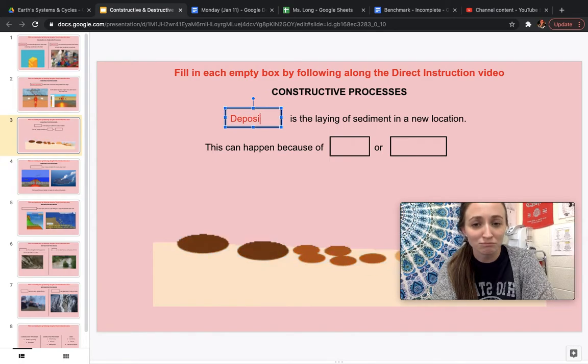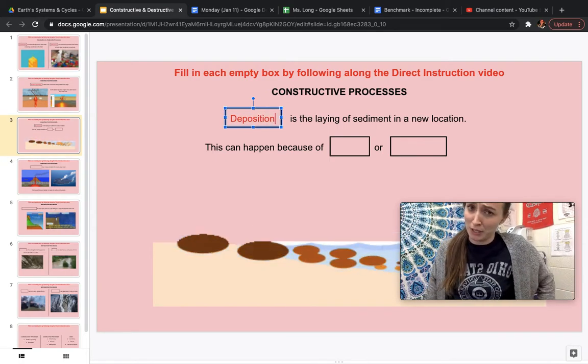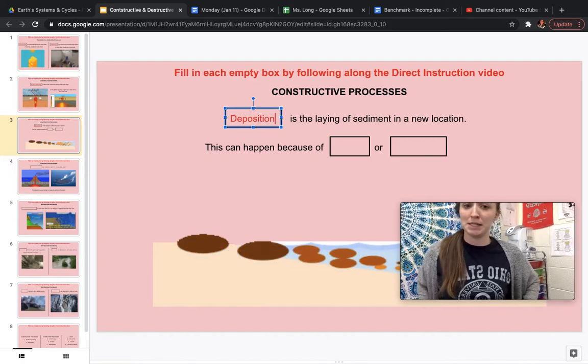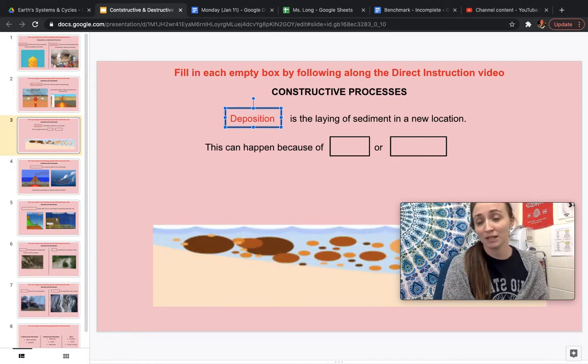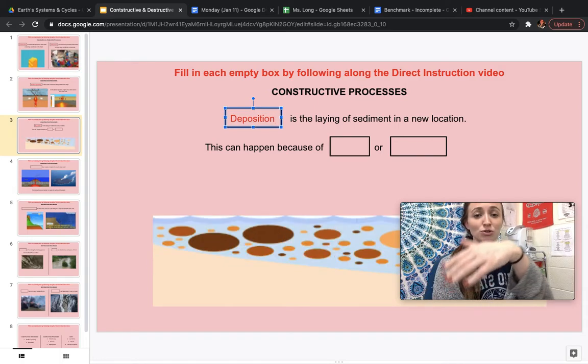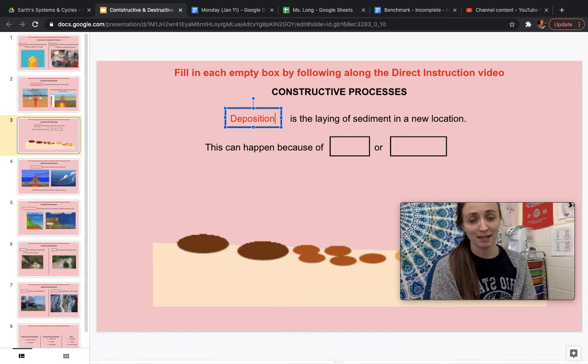Another good example of a constructive process is, this is a new word for us, something called deposition. Now that sounds really fancy, deposition. What is that? All it's saying is that any sediment that has been broken off of something, any sediment that is going to be laid down in a new place, that's deposition.